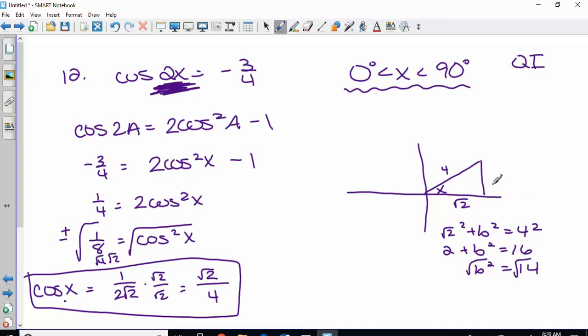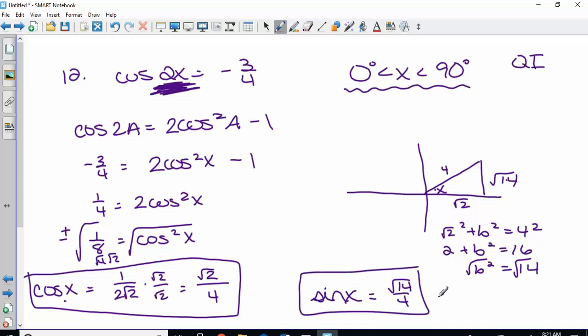Okay, then you square root. We would do plus or minus, but we know since we're in the first quadrant it would be positive. We were throwing that. So that side is just the square root of 14. Here then, sine x, since this triangle is based off the angle x, we can just do SOHCAHTOA. Sine is opposite over hypotenuse. So radical 14 over 4.